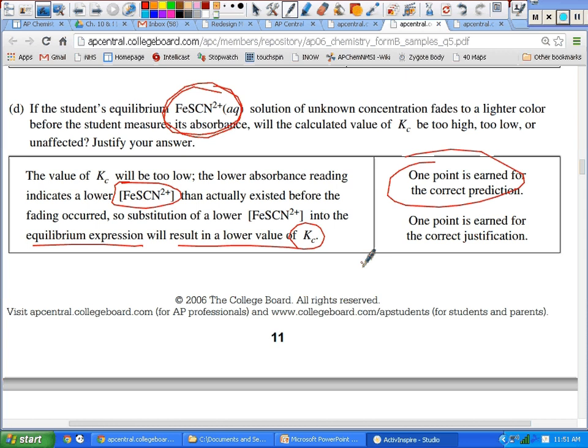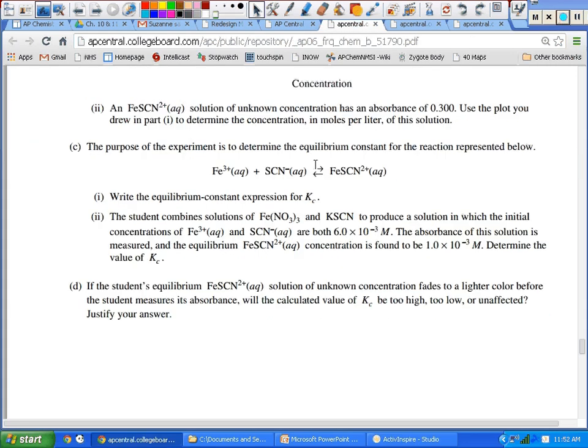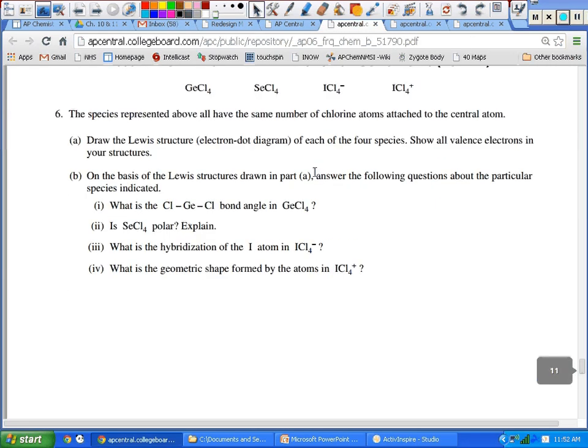Any questions there? We all good? Just maybe some confidence builder and ability? Let's try another confidence builder and let's see how well you do with it. Flip over. The species represented above all have the same number of chlorine atoms attached to the central atom. Draw the Lewis structures for all of them. Let's see how good you are. I'm going to give you a chance to draw all of them. I'm only going to give you 2 helps.